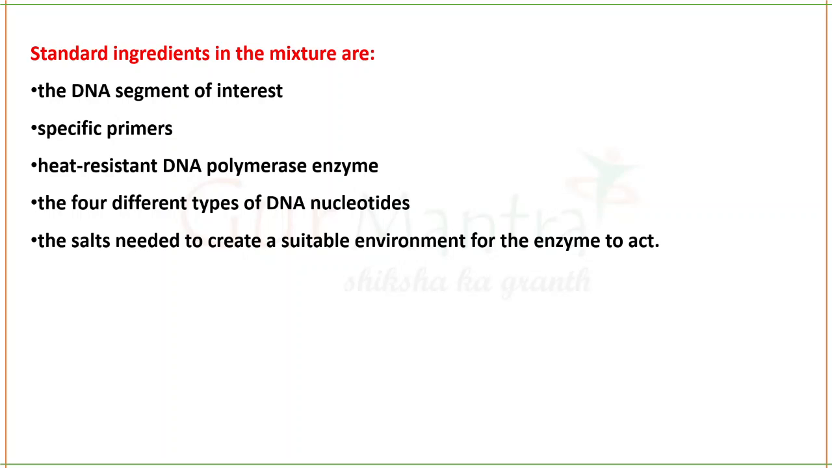The four different types of DNA nucleotides, that is A, T, C and G, are required because when you are building a new strand you need these nucleotides. The polymerase enzyme will read the template and will attach new nucleotides in the second strand, so that at the end of the experiment you will get two double stranded DNA. From one double stranded DNA you will get two double stranded DNA.